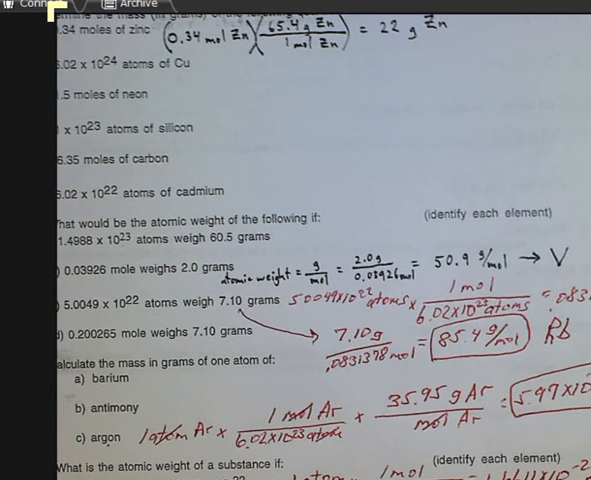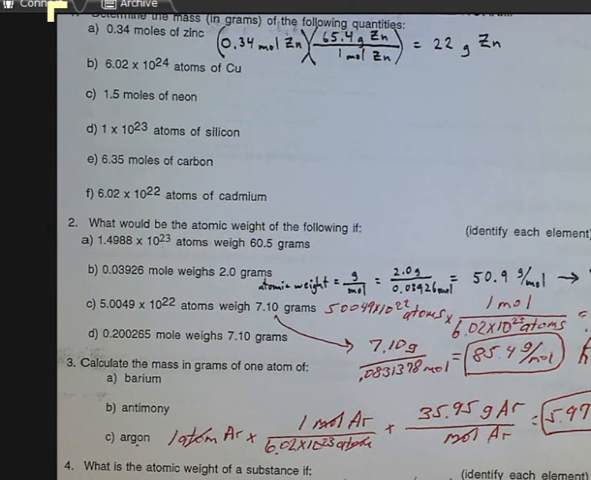So these are some examples of problems on worksheet number 2 where we're using the same unit conversion methods, the same conversion factors between grams and moles and atoms, but then maybe doing a little division at the end in order to find atomic weight or molar mass.